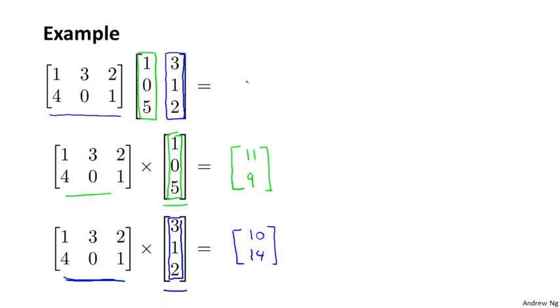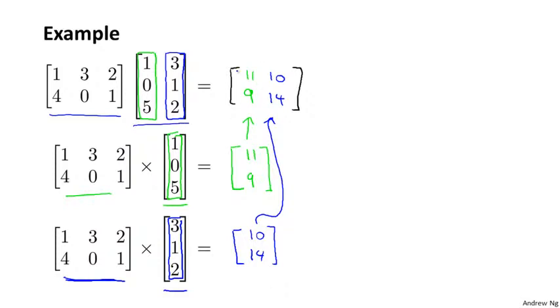Then I'm just going to take these two results and put them together, and that'll be my answer. The outcome of this product is going to be a 2 by 2 matrix, and the way I fill in this matrix is by taking my elements 11, 9 and plugging them here, and taking 10, 14 and plugging them into the second column. So that was the mechanics of how to multiply a matrix by another matrix. You basically look at the second matrix one column at a time and then you assemble the answers.